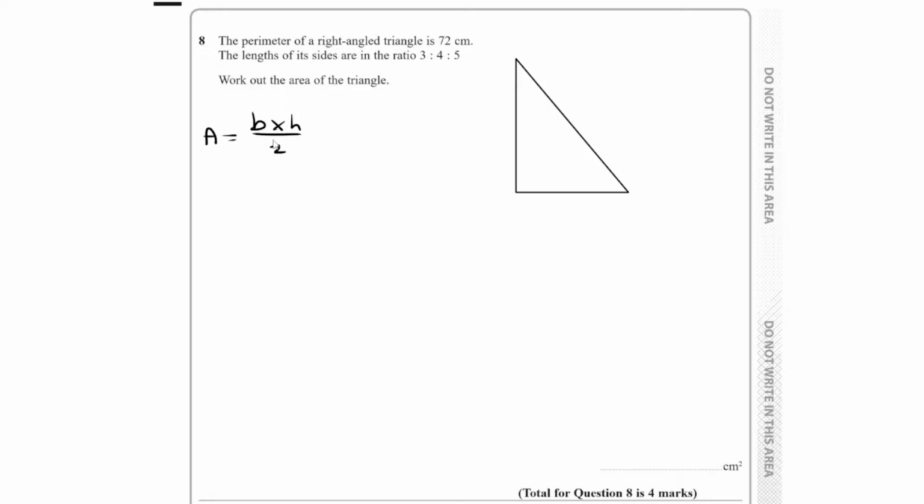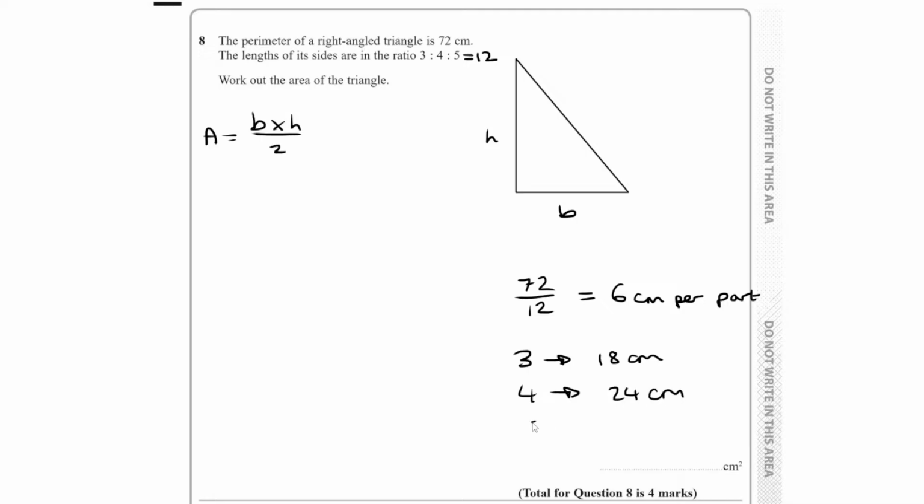So what I need to do is I need to know the base and the height. So I'm just going to share out the ratio anyway. Obviously it will give me all 3 sides, but I'm going to share it out. So when we share out a ratio, we add them up. So 3 plus 4 is 7, plus 5 is 12. Then you divide the total, 72, by the total number of parts, so that would be 6. So what we're saying is it's 6 centimeters per part of the ratio. So then you've got the side that's 3 parts would be 18 centimeters. The side that's 4 parts is obviously 24. And the side that's 5 parts would be 30.